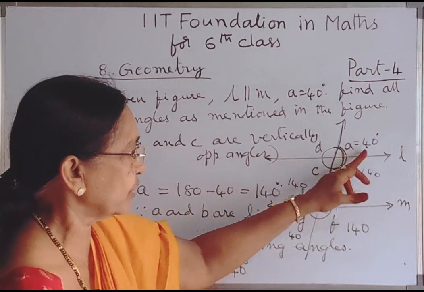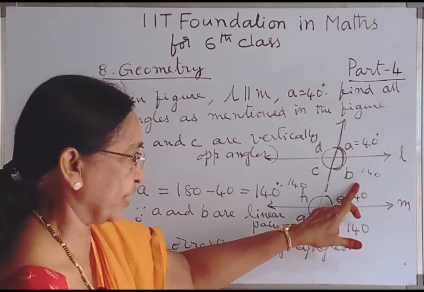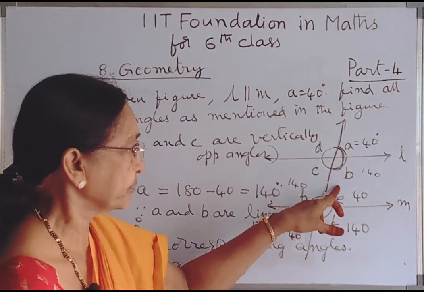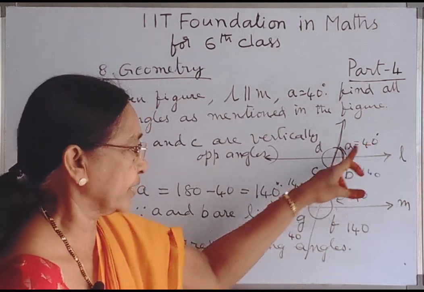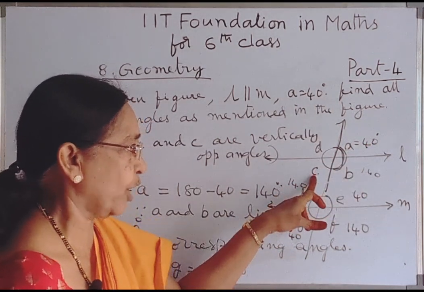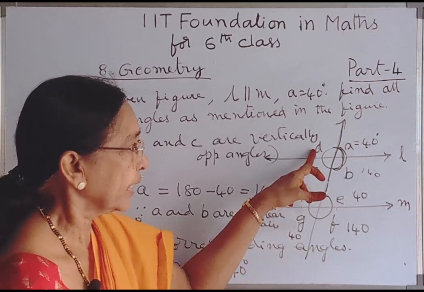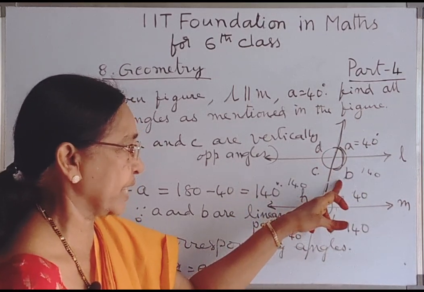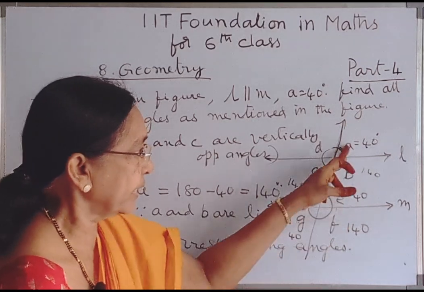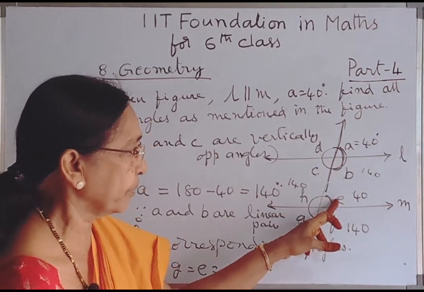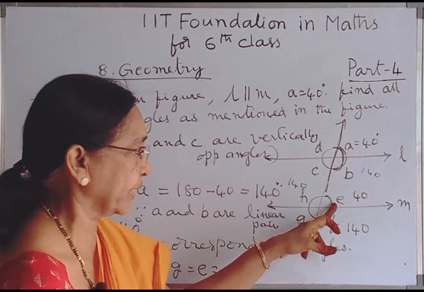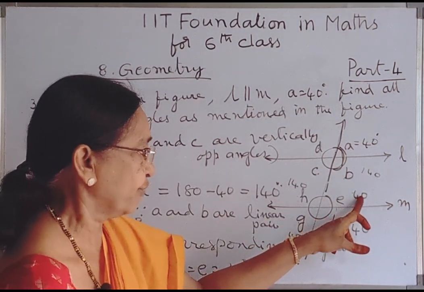So, if A is equal to 40 degrees, B is 140 because A and B form a linear pair. And C is 40 because C and A are vertically opposite angles. D is 140 because D and B are vertically opposite angles. Then A and E are equal because they are corresponding angles. Therefore, E is equal to 40.